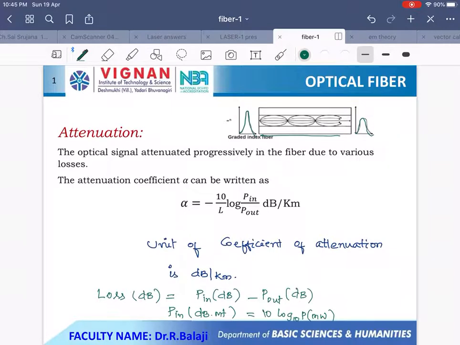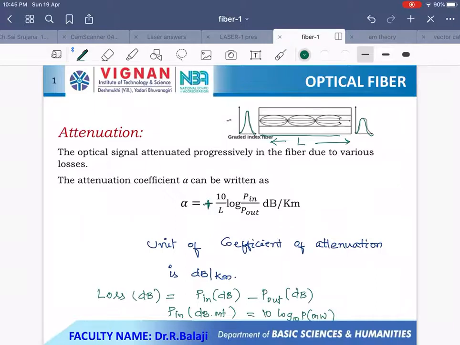Now the attenuation coefficient alpha can be written as alpha is equal to minus 10 by L. Sorry, here this is plus 10 by L log base 10 P in by P out. Units are decibels per kilometer. Here P in is the input power, P out is the output power, and L is the length of the optical fiber. So by using this we are calculating what is the attenuation when the signal is sent through an optical fiber from one place to another place.